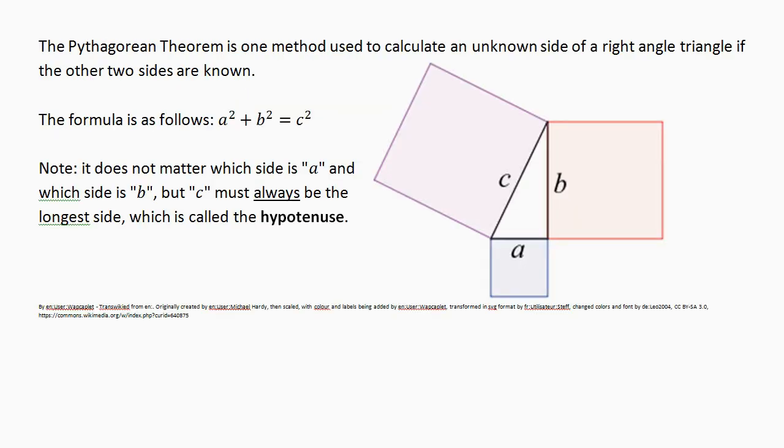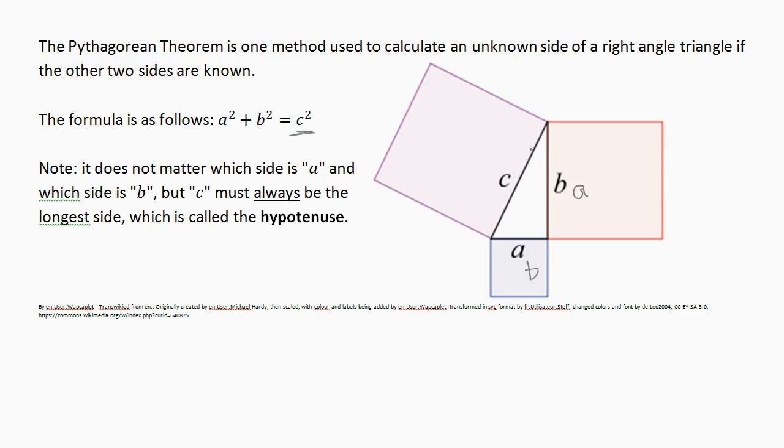Now, the Pythagorean Theorem is one method that we use to calculate the unknown side of a right triangle if we know two of the other sides. And you're probably already familiar with it. It would be a squared plus b squared equals c squared. Now, it really doesn't matter which side is a and which side is b. So, for example, in this diagram, we could say that this is side A and this is side B. These are interchangeable. However, this third part, c squared, is always the hypotenuse of a right-angled triangle.